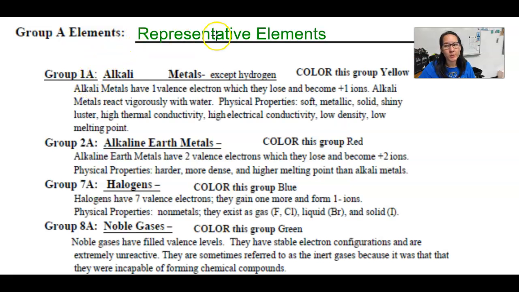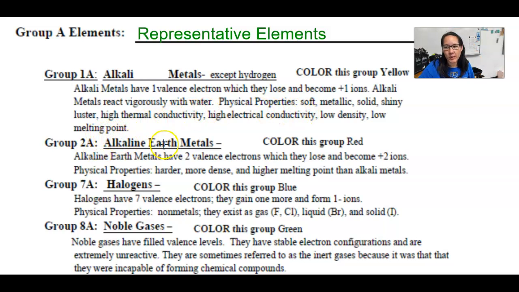Group 1A of the representative elements are the alkali metals, except for hydrogen, hydrogen is actually a gas, not a metal. Alkali metals have 1 valence electron, which they lose and become a +1 ion. Alkali metals react vigorously with water. Physical properties are they are soft, metallic, solid, shiny, luster, high thermal conductivity, high electrical conductivity, low density, low melting point. So if you throw an alkali metal in water, it will actually catch on fire and then explode, giving off a plume of hydrogen gas. It's soft enough that you can cut it with a butter knife as well.